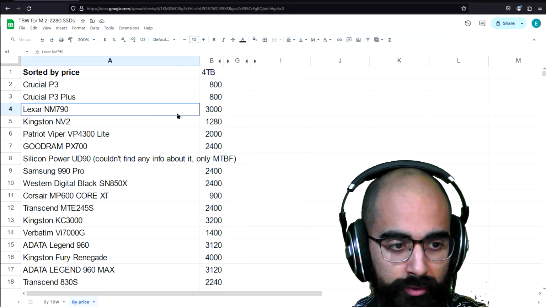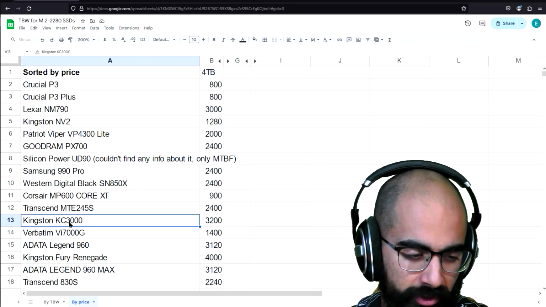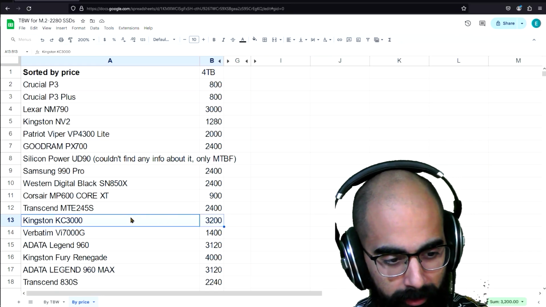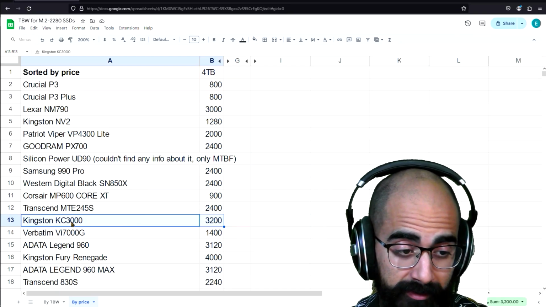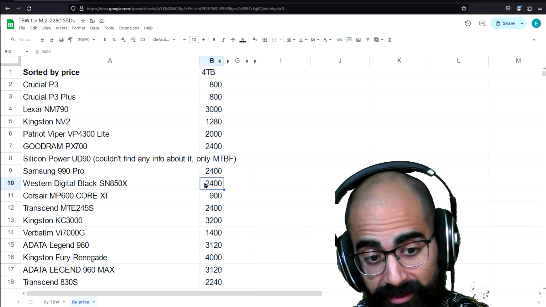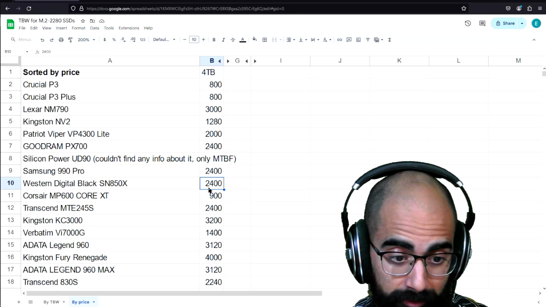I think I would lean towards something like this, or maybe more towards something I know. I have the 1 terabyte version of this, and I know it works well for me. So maybe I'll get the 4 terabyte of that. But then maybe you see there's like $100 of difference between this and this. And sure, this has a little bit lower TBW, but maybe it's something you're willing to deal with.